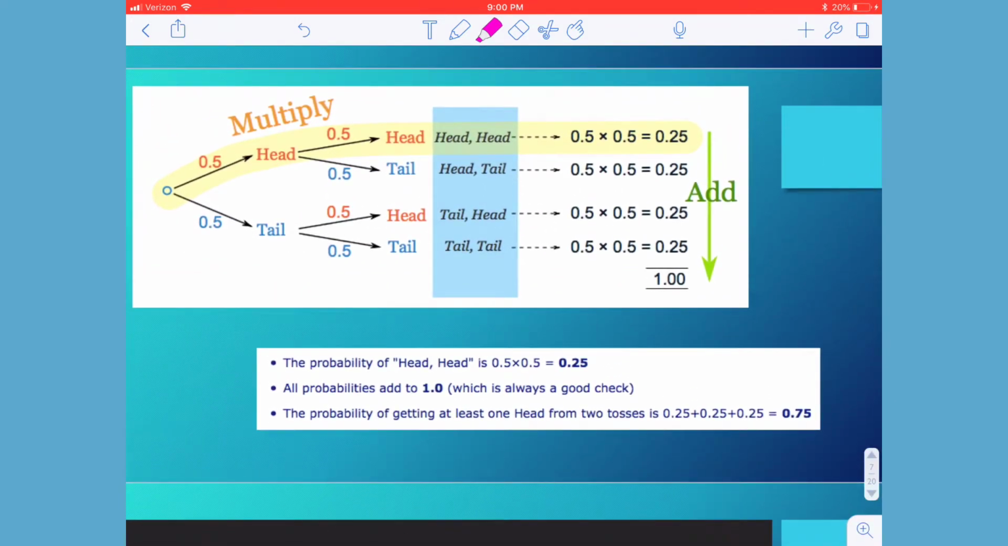The probability of getting at least 1 head from 2 tosses is 0.25 plus 0.25 plus 0.25, which is equal to 0.75. So looking at this statement right here is where I'm highlighting. The idea here is what's the probability of getting at least 1 head from the 2 tosses. So this one has a head, this one has a head, and this one has a head, which is why I take the probability of these three and add them together to get 0.75.